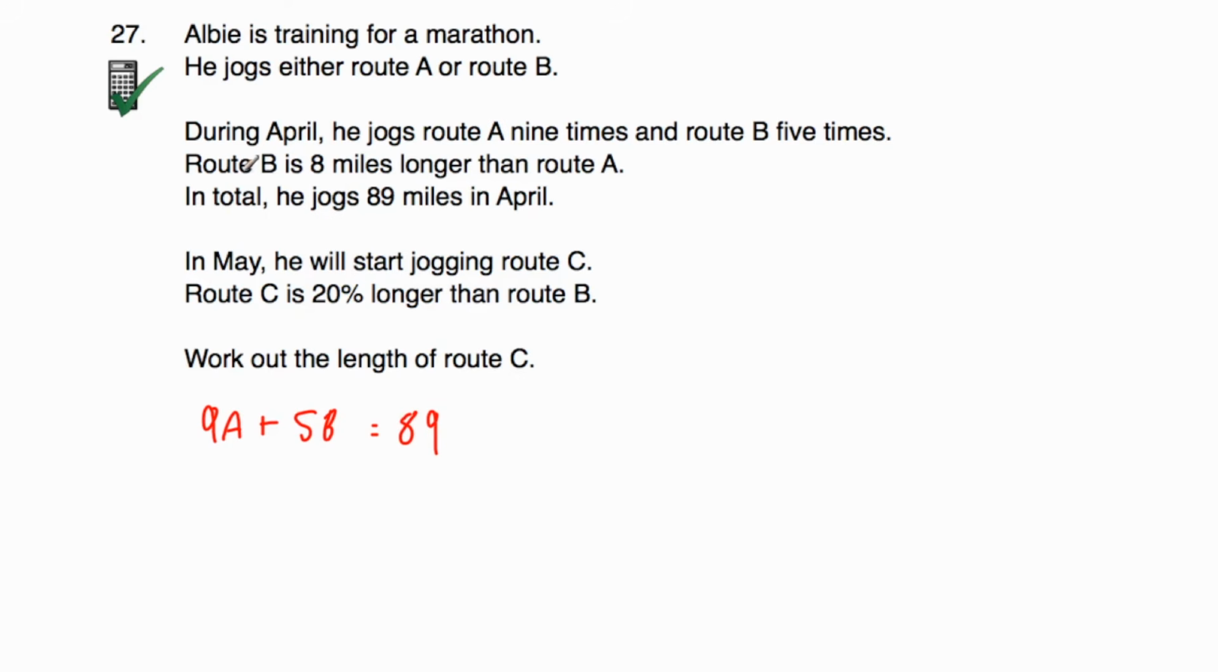Now, we're also told that route B is 8 miles longer than route A. So that means if we do B, take away A, that's going to be equal to 8 because the difference between them is 8. So B, the longer one, take away the shorter one, is equal to 8.